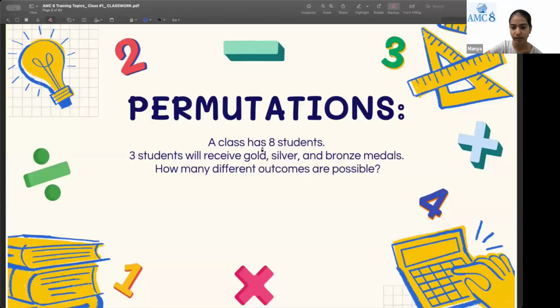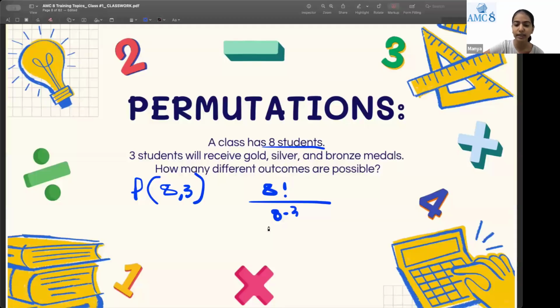So we have 8 students here, and we need to choose 3 students and give them gold, silver, and bronze. So we would do a permutation: 8 permutation 3. The formula for this would be 8 factorial divided by (8 minus 3) factorial. Once again, this is the formula for permutations.